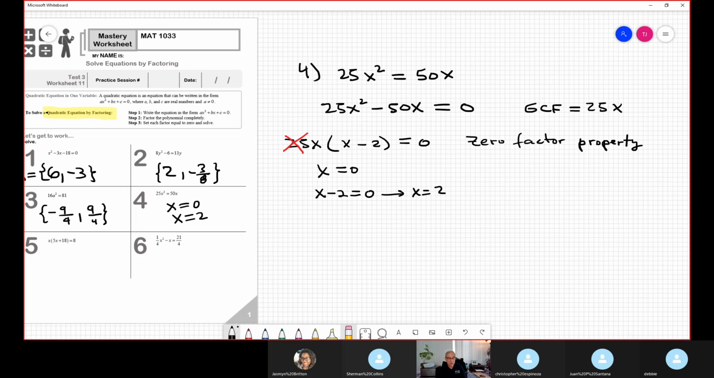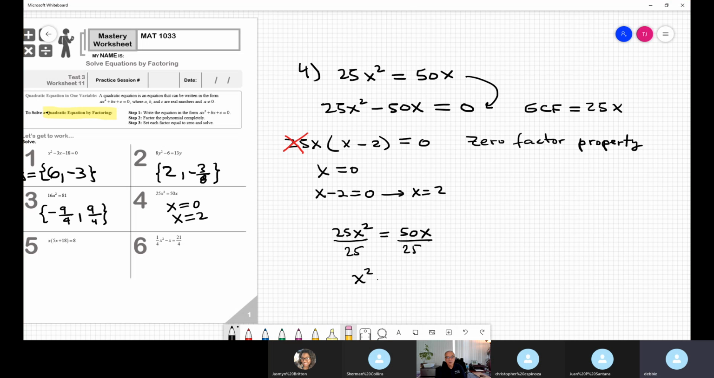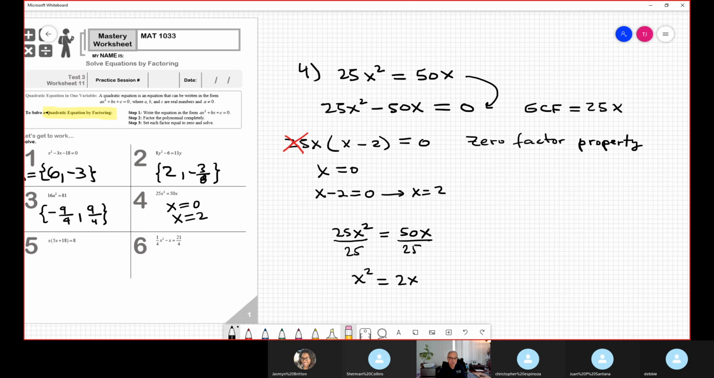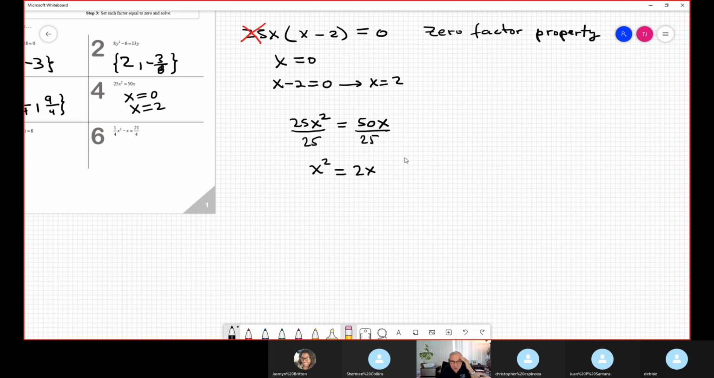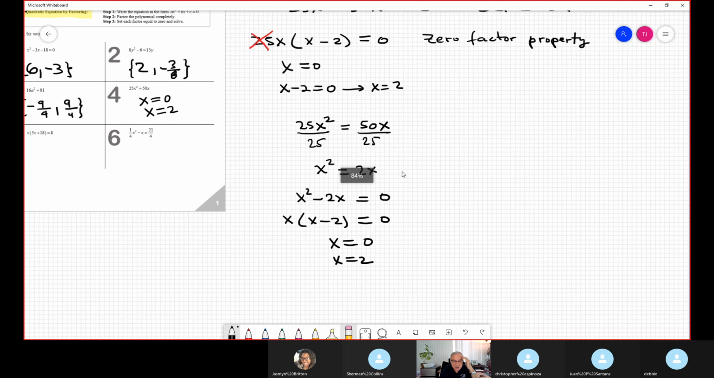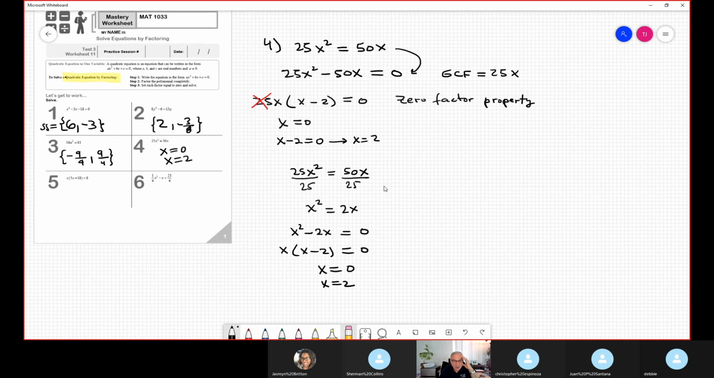Okay, another way to do that problem, for example, before expressing it in standard form, you realize that 25 and 50, you can divide both sides by 25. 25 divided by 25 is 1, and 50 divided by 25 is 2. And we get this equation. Now I express it in standard form. A factorization, GCF equals x. And we get exactly the same solutions that we got before, except that you avoid the 25 that doesn't do anything in this problem.